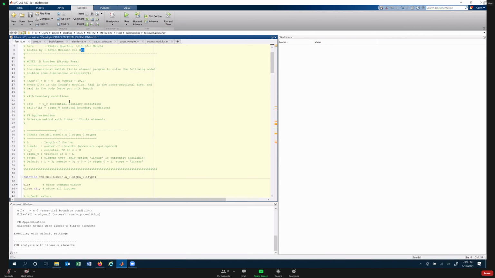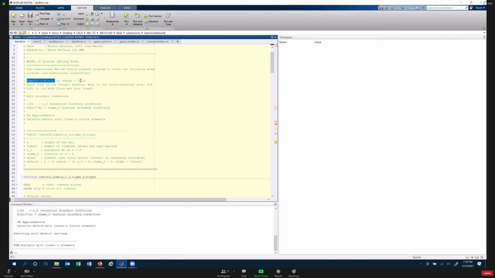But it's one-dimensional, and here's the problem right here. Are you able to see this? (EA u')' + b = 0. That is the problem we've been talking about for the last weeks. This is the problem that we're trying to solve.